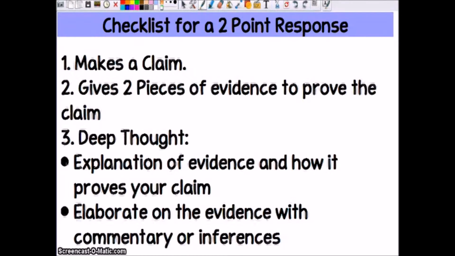Alright, so just to review, when you are writing a two-point short response, you want to make sure that, first of all, you make a claim. So basically, you're restating and answering the question. You want to make sure that you give at least 2 pieces of evidence that prove your claim. And you want to make sure that you include deep thought. And so that deep thought can be in the form of an explanation of the evidence and how it proves your claim. Or it could be where you elaborate on the evidence with some commentary or some inferences that you have made about that evidence or inferences you've made from the text.